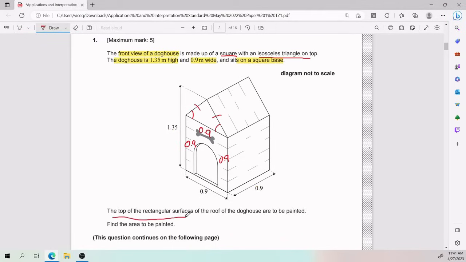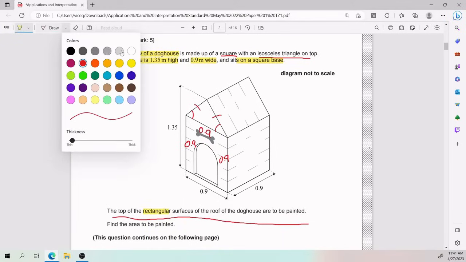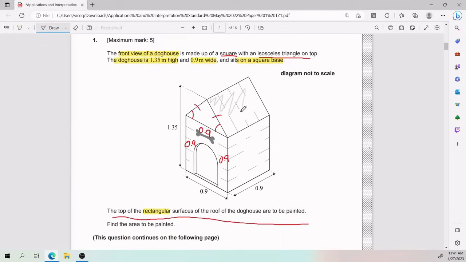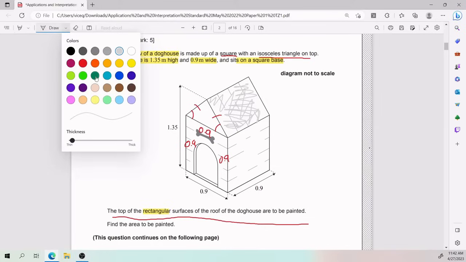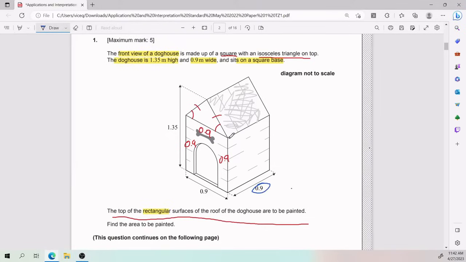The top of the rectangular surfaces of the roof of the doghouse are to be painted. All right, that is another hint, actually. Because rectangular surface, that tells me that what you're trying to paint, which is this guy right here, is a rectangle. Interesting. And so what do I know about this rectangle? Well, I already know one thing. I know that this side here, 0.9, is also up here. I also have a 0.9 right there.